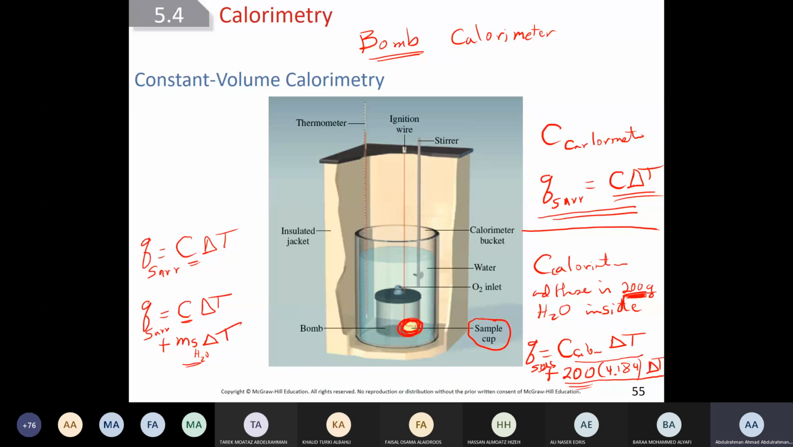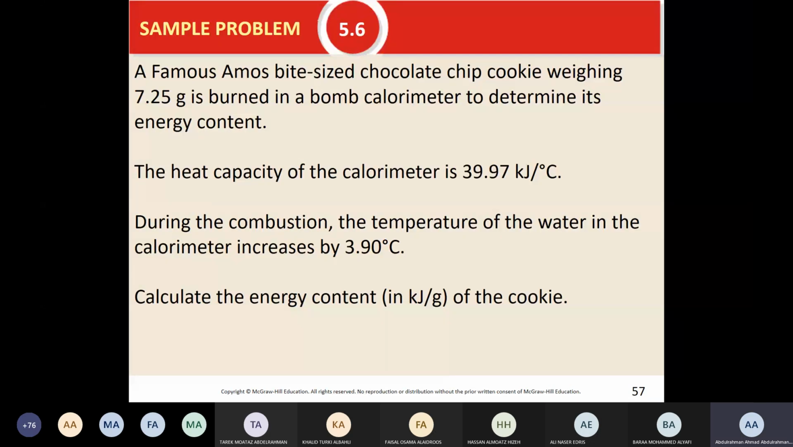Okay. Thank you. Good. Next, let's solve this problem. We have in the bomb calorimeter, in this case, a chocolate chip cookie. The mass is 7.25 gram. It is burned. We burn it in our calorimeter to determine the energy content.